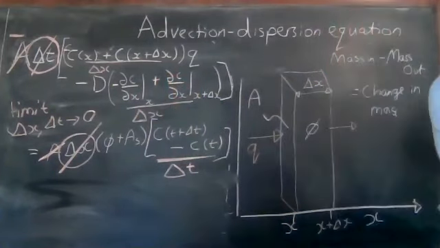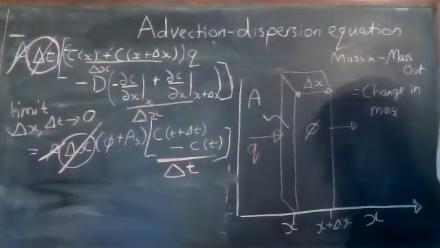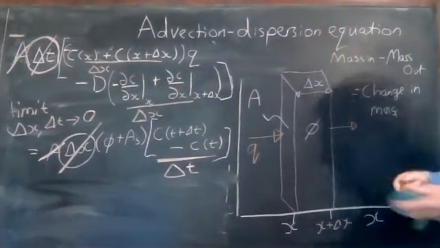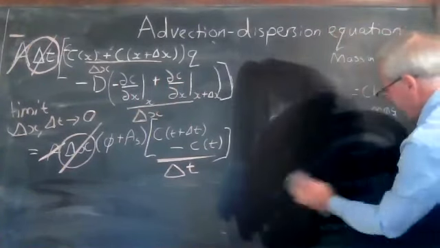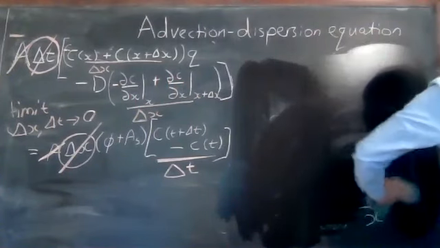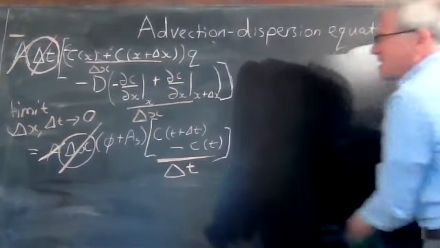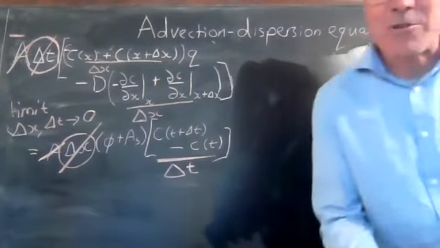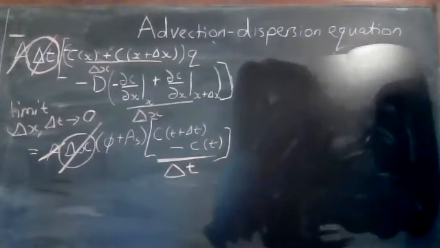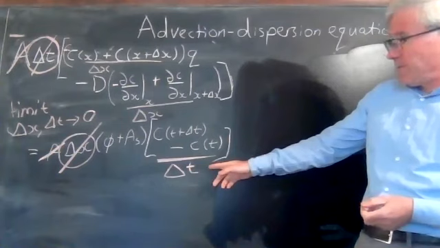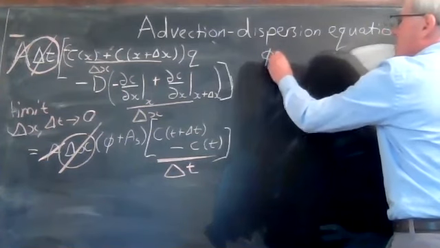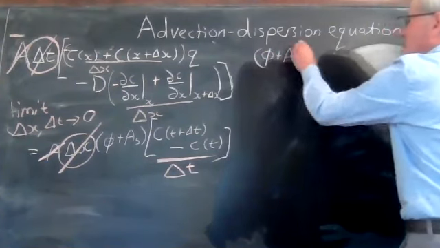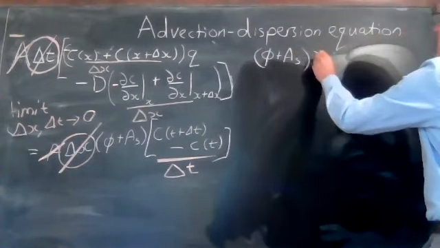Okay, so let's get rid of the box now. We've done everything in this box that we can, so we don't need to worry about it anymore. We've invoked our conservation of mass, and we've now invoked calculus. So we've got everything here. What we normally do is write this term first. So we write this as phi plus as, dc dt.